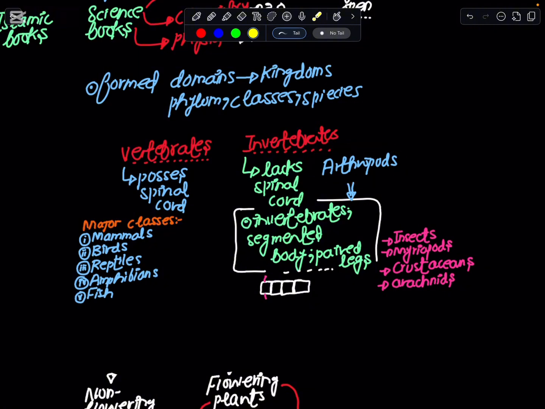For your course, you need to know that among the invertebrates we have the arthropods, where the body of the living organism is made up of multiple segments. Like you can see over here, we have multiple segments, and among the segments we have paired legs. Such are the arthropods. Among them, you need to have an idea of the insects, the myriapods, the crustaceans, and the arachnids.